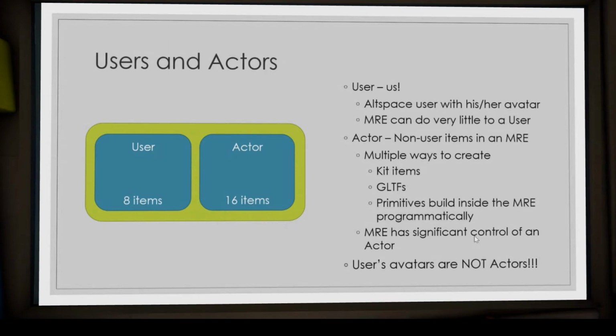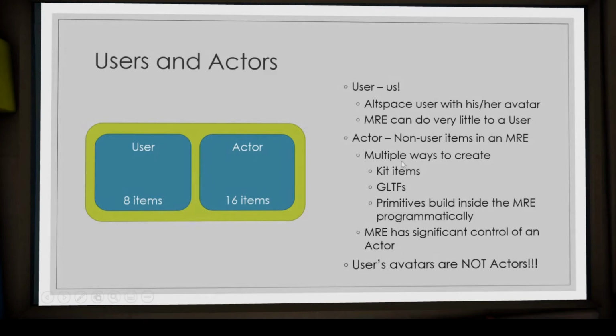All your kit items are actors. That little camera in front of me that's part of the template, that would be an actor if it was brought in as a kit item. The web projector and the web projector mirrors, those are all actors. It's basically something that you can bring in from an MRE. And you see there are multiple ways to create it that I have listed here.